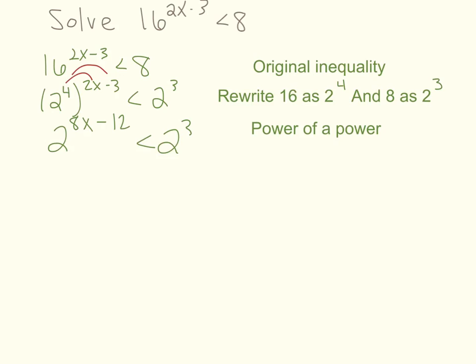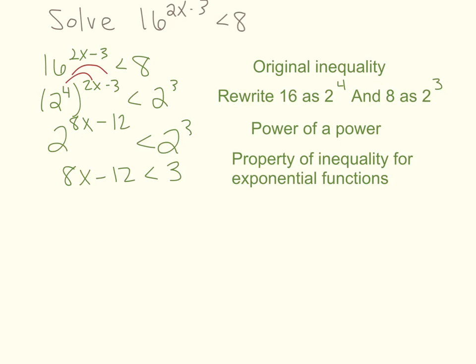So what can we do when our bases are the same? We can get rid of our bases and just write our exponents, based on the rule we know, or we're going to know very soon. So we can get rid of the base, and we're just left with 8x minus 12 is less than 3. And this reason holds true for properties of inequalities as well as just equations. So we can do this because of this reason right here.